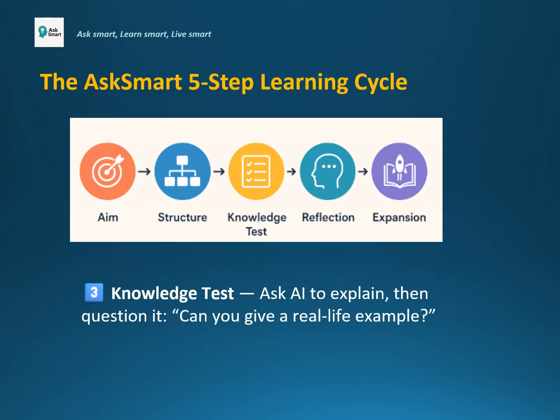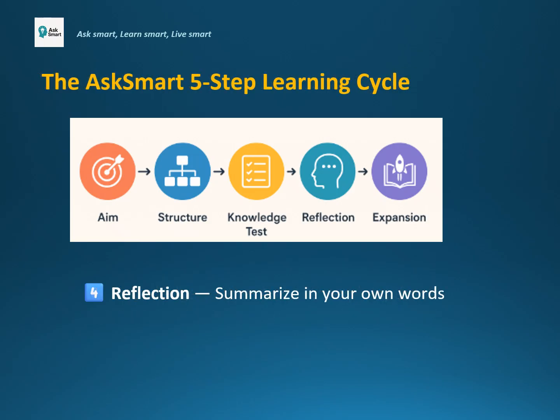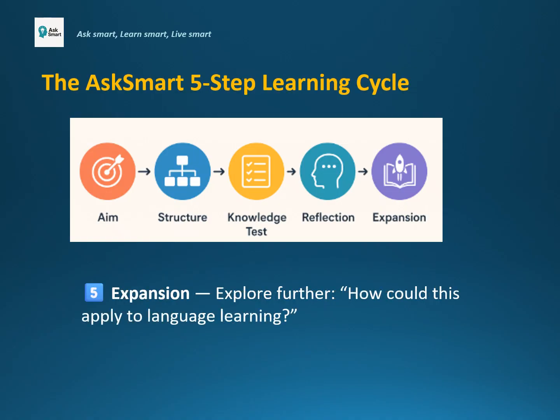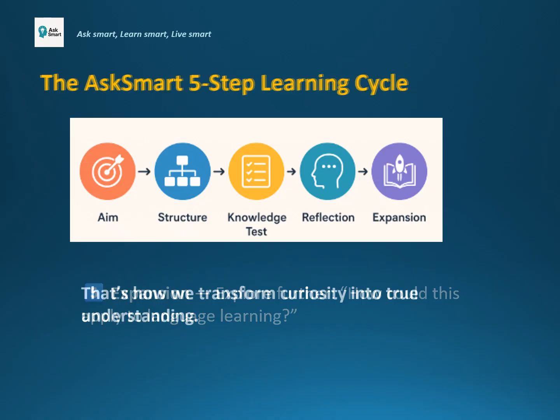Step 3. Knowledge test. Ask AI to explain, then question it. For example, can you give a real-life example? Step 4. Reflection. Summarize in your own words. Step 5. Expansion. Explore further. For example, how could this apply to language learning? That's how we transform curiosity into true understanding.